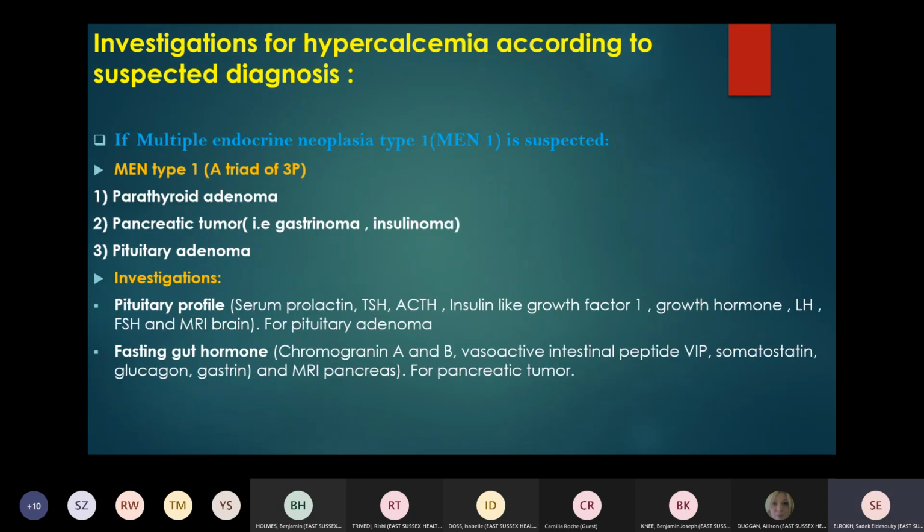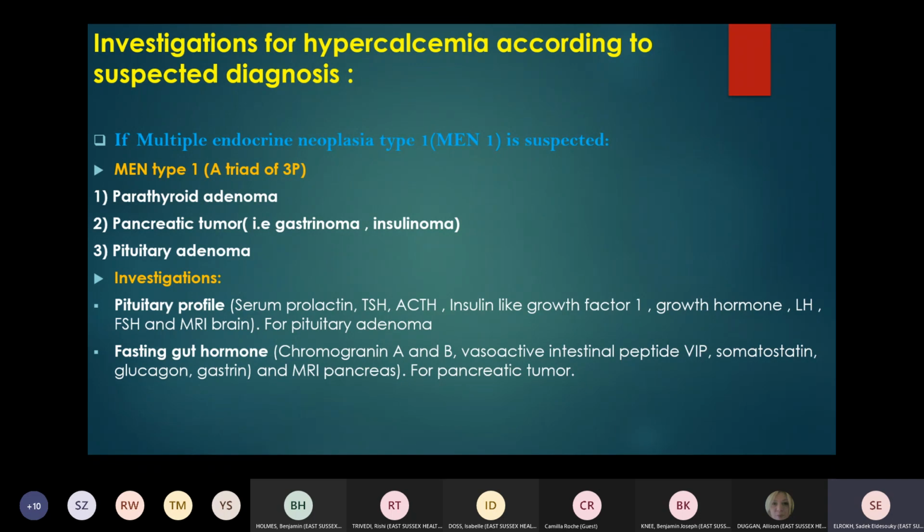Again, if MEN1 is suspected, because hypercalcemia could be a part of primary hyperparathyroidism, and we agreed before that primary hyperparathyroidism could be sporadic or familial, a part of MEN1 or MEN2. MEN1, like you see, is a triad of parathyroid adenoma and pancreatic tumor, either gastrinoma or insulinoma. And the third one is pituitary adenoma.